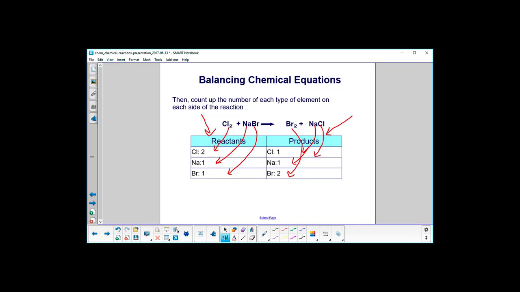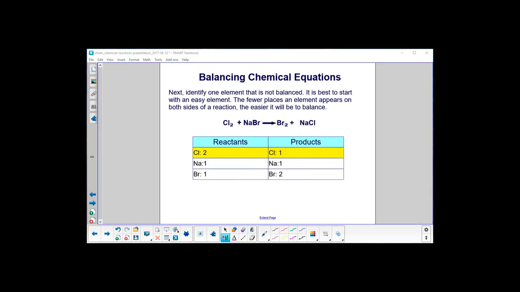So does that look balanced? No, you have to have the same number of each element on each side. And here's where we take an art form that is balancing equations and try to come up with some rules that make the art a little easier to do. So let's identify one element that is not balanced. It's best to start with an easy element. By easy element, we mean the fewer places the element appears on both sides of a reaction, the easier it will be to balance.